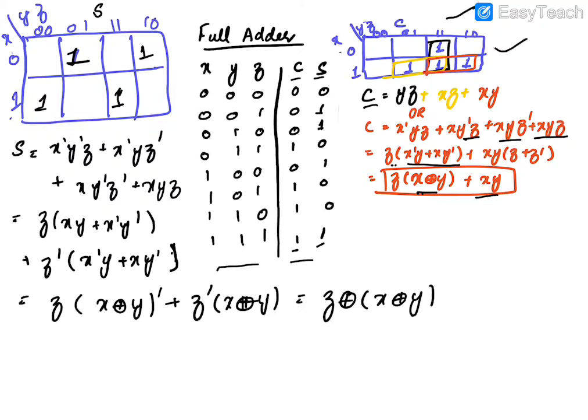So again we have drawn a K-map for the S output, and in this case we can easily see that there will be no grouping of ones. So we will directly write all the minterms related to S, and in this again we will take z and z prime common, and in brackets we have xy plus x prime y prime, which is basically x xnor y, and xnor is the complement of xor. So we have written z into xnor of x and y plus z prime into xor of x and y. So this is basically xor of x, y and z collectively.